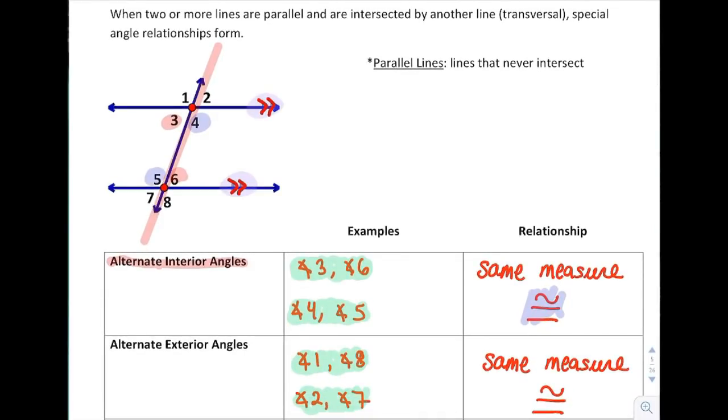Alternate exterior means almost the same thing except they're on the outsides, above and below, but on alternate sides, left and right. So 1 and 8, and then also 2 and 7 are alternate exterior, and they have the same measure.